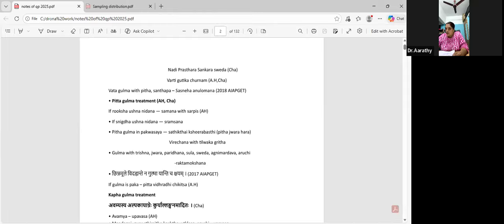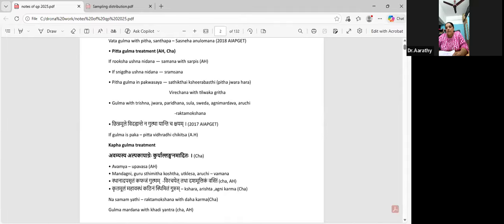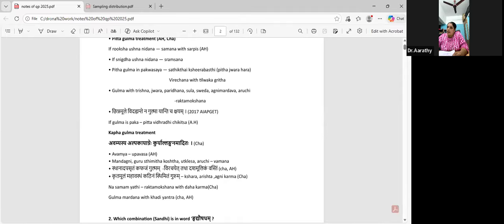And there comes another quote over there, Chinna Mule Vidahyante na Gulma Yanti Chukshaya. So all these quotes, it is already asked in 2017 AAPGT. So please note down all these quotes. Now, if Gulma is Paga, then Pitta Vidridi Chigilsa is done.